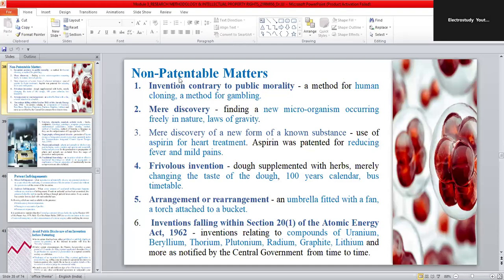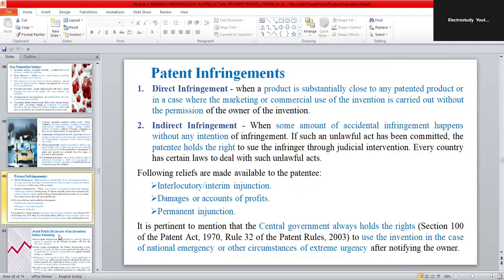You have to talk about non-patentable matters like inventions contrary to public morality, mere discovery, frivolous invention, arrangement or rearrangement, then inventions falling within section 20. So like that you have to explain. Okay, non-patentable matters. That's also important. Try to elaborate 1.5 pages.